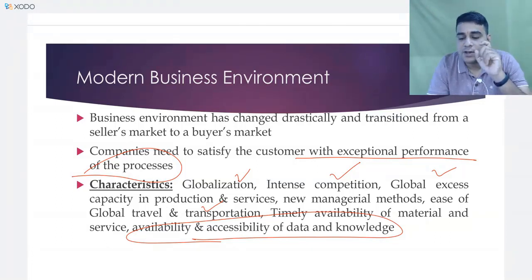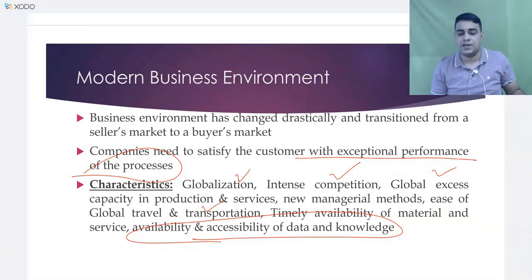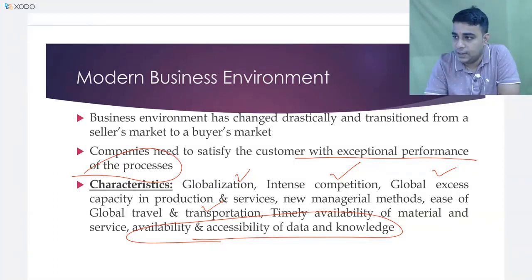So because of this you will have to be efficient. It's not that you can't make money, you can make money as long as you are efficient. If you are inefficient and you still want to make money, that is not possible. Inefficiency will not be rewarded now.